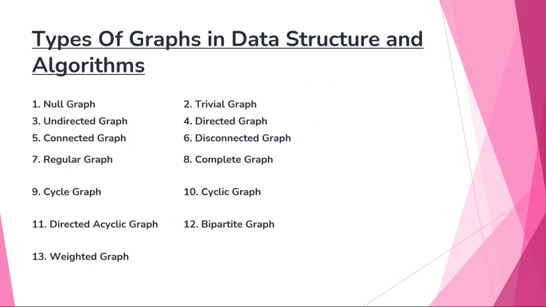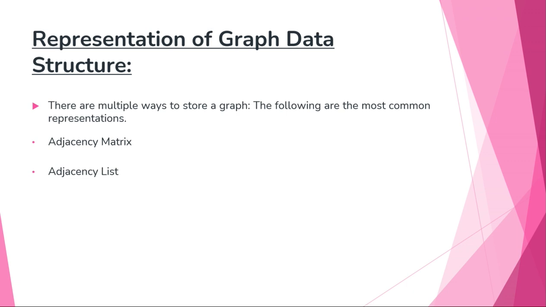Types of graphs in data structures and algorithms. First one is null graph. Second one is trivial graph. Third one is undirected graph. Then directed graph, connected graph, disconnected graph, regular graph, complete graph, cycle graph, cyclic graph, directed acyclic graph, bipartite graph, and weighted graph. So these are all the types of graphs.